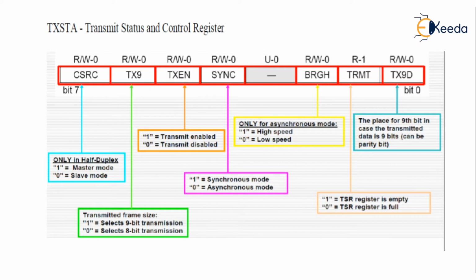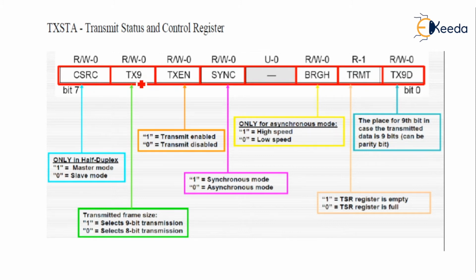First, the MSB bit is given as CSRC. It is used for half duplex. If two microcontrollers are interfaced and we have to establish communication between them, one will be the master and the other will be the slave. Which will be the master and which the slave is decided by this bit. If it is 1, that microcontroller will be the master, and if it is 0, that microcontroller will be in slave mode. We are not going to use this bit, so it is kept as 0.